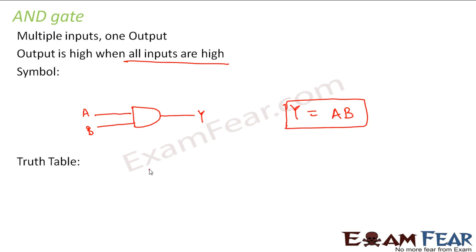So here also we will plot the truth table. This is A, this is B, and this is Y. What are the possible input combinations? 0, 0, 0, 1, 1, 0, 1, 1. When both are 0, your output will be 0. 0, 1 will also be 0. 1, 0 will also be 0. 1, 1 will be 1.